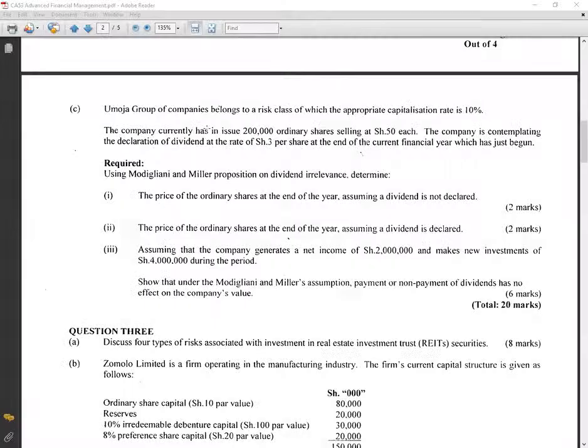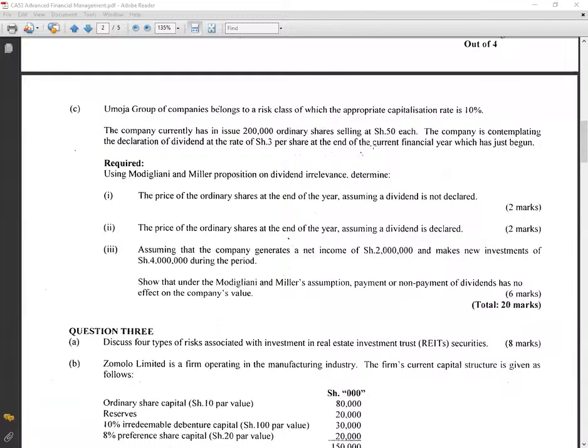So here we are reading: Umoja group of companies belongs to a risk class of which the appropriate capitalization rate is 10%. Capitalization rate is cost of equity, or cost of capital. Here we shall use it as cost of equity. The company currently has in issue 200,000 ordinary shares selling at 50 each. The company is contemplating the declaration of a dividend at the rate of 3 per share at the end of the current financial year, which has just begun.